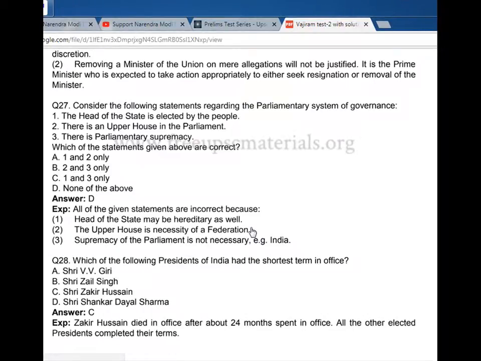Which of the following presidents of India had the shortest term of office? It is Dr. Zakir Hussain, about 24 months. Zakir Hussain died in office after about 24 months spent in office. All the other elected presidents completed their terms.